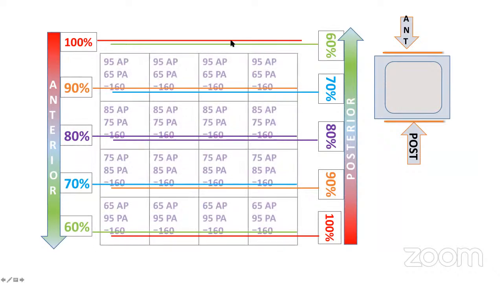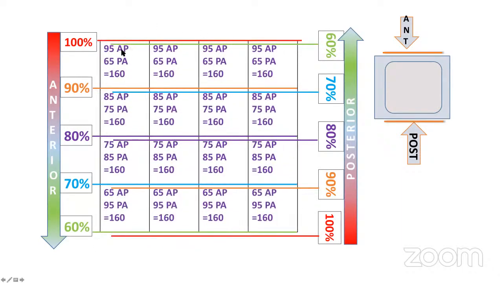So in this situation, what has happened? If you look at this voxel, it is getting 95 from the anterior field and 65 from the posterior field. 95 I've kept because 95 is the average of 190. So this gets 160. I have not made it a percentage. Just look at the total numbers. So it gets 160. Every box in this area would get the same dose. So you get a homogeneous dose.